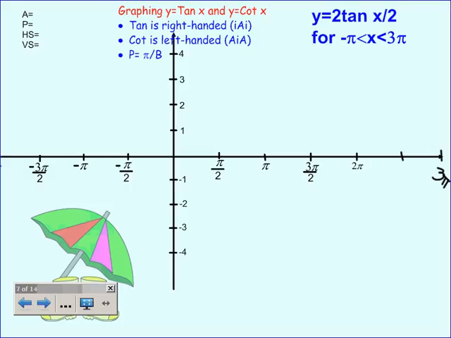Oh, I need to tell you something. There is a value of A in secant, cosecant, tangent, cotangent, but it's not an amplitude. Amplitude, the absolute value of A, is your maximum value. Does a secant or a cosecant have a maximum value? Think about it. Does a tangent or cotangent have a maximum value?